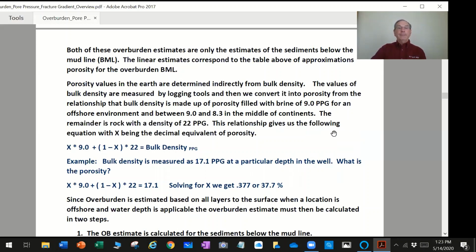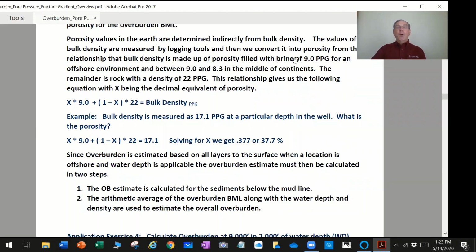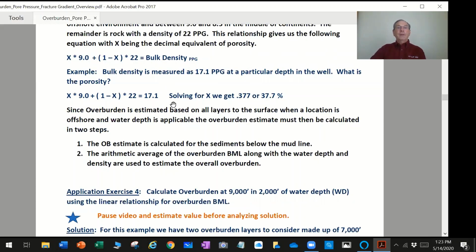So an example of that would be if we have a bulk density on a well as being measured of 17.1 pounds per gallon at a particular depth in the well, what is the porosity? If we plug these values into that equation and solve for X, in this case, X comes out to be 0.377 or 37.7%.